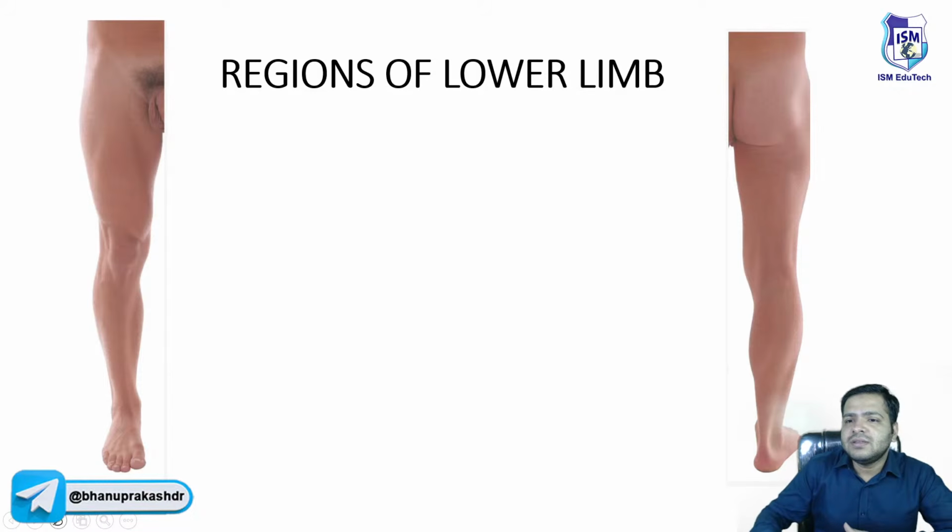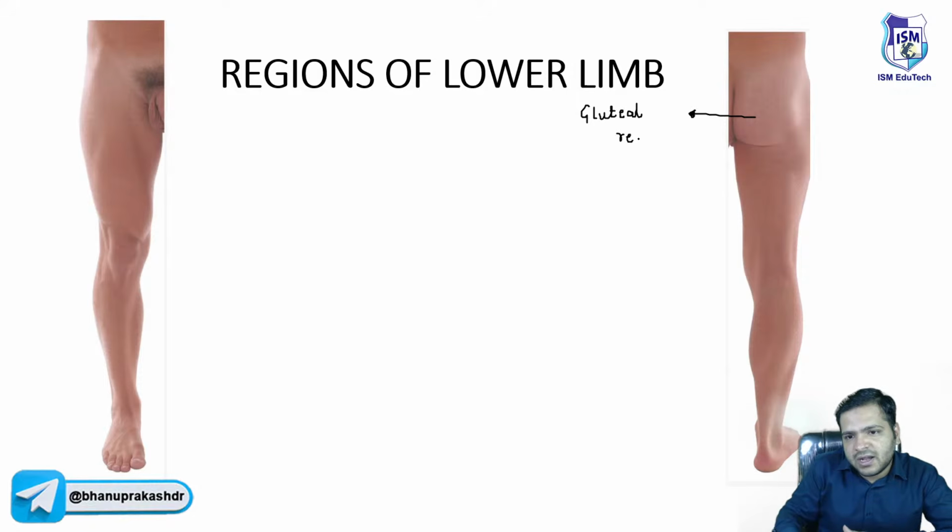Now, this region which you can see over here, the hip region, is also called the gluteal region. Okay, the buttock region or the hip region.